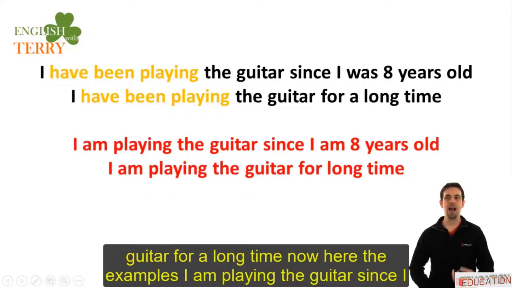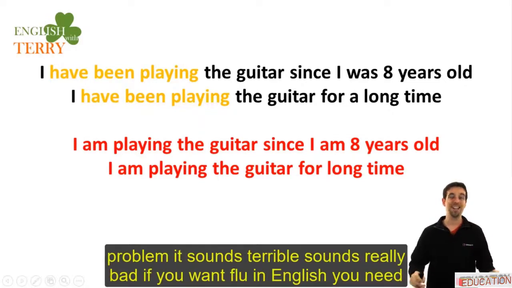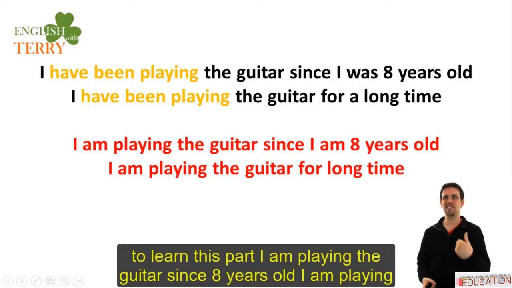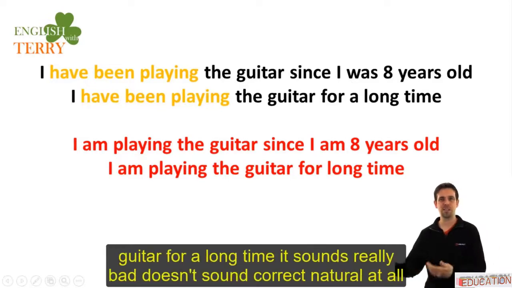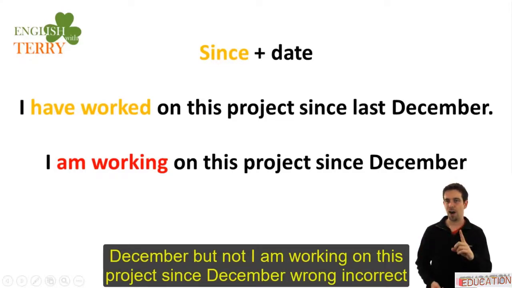Now, here are the examples. I am playing the guitar since I am 8 years old. Now, the other person will understand. You communicate your idea, no problem. But it sounds terrible. It sounds really bad. If you want fluent English, you need to learn this part. I am playing the guitar since 8 years old. I am playing the guitar for a long time. It sounds really, really bad. It doesn't sound correct and natural at all. So remember, since and the date. I have worked on this project since last December, but not I am working on this project since last December.